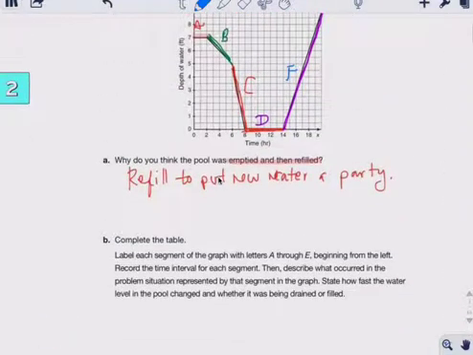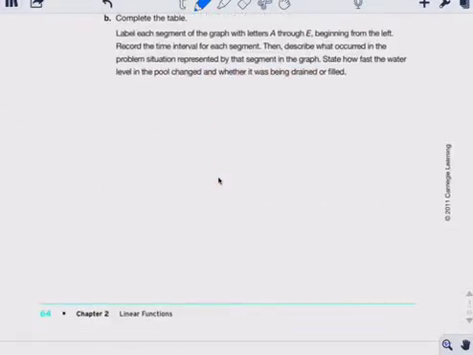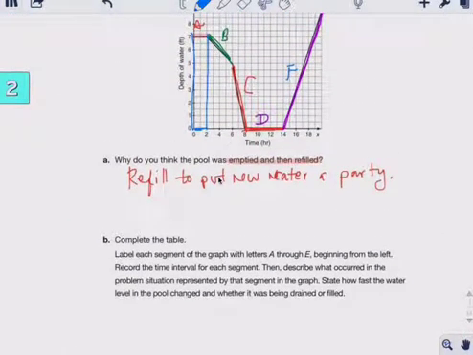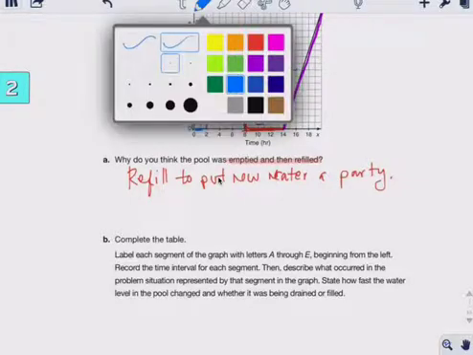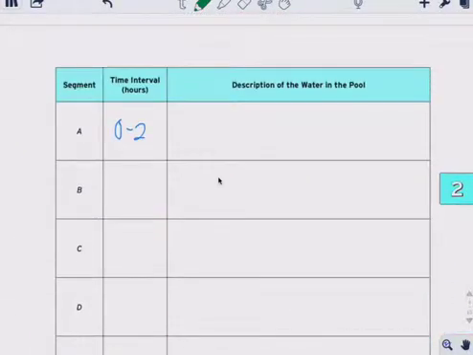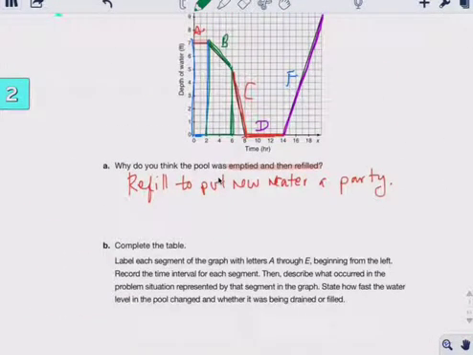Okay, the time interval for A is from 0 to 2. Here's A. A is 0 to 2. That's the time interval. Right there. Okay, then B, the time interval for B, I will use green so you can see the difference. It's 2 to 6, right there. 2 to 6. And the next one is red.